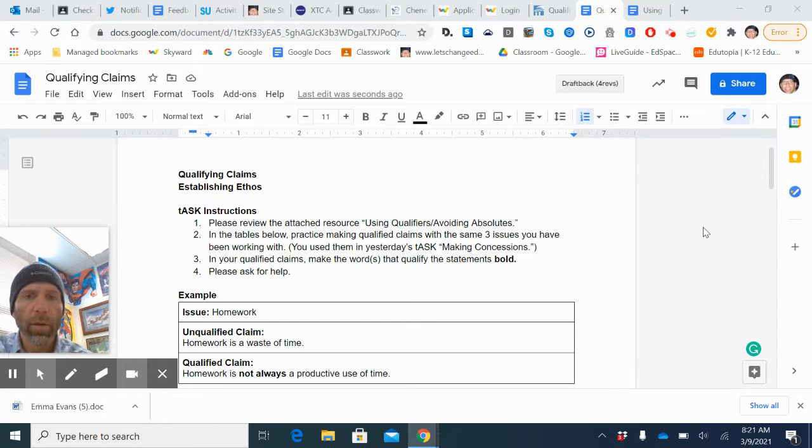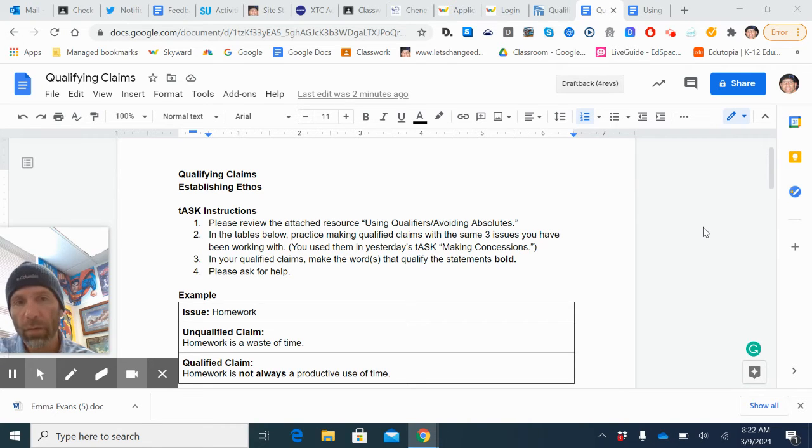Yesterday we talked a little bit about how in certain contexts, if you're male, it's going to impact your credibility in terms of being able to establish ethos. Same thing if you're a woman, and all places in between. So with that in mind, there are things that we can do that are within our control. Yesterday, making concessions is one of those.